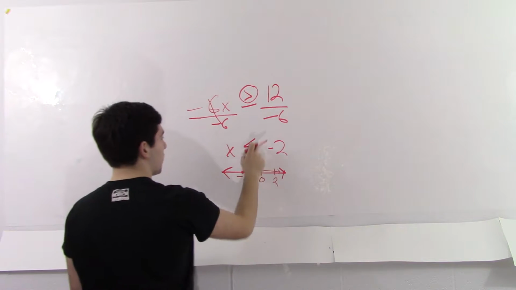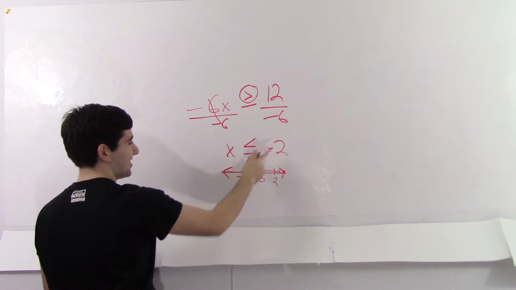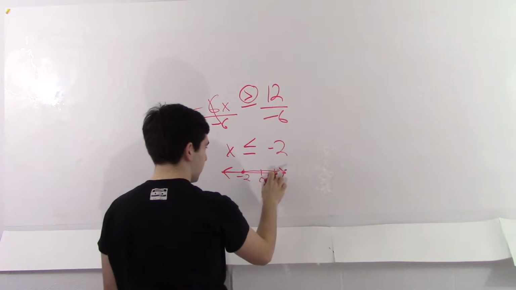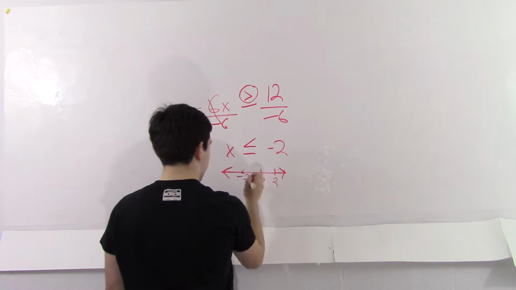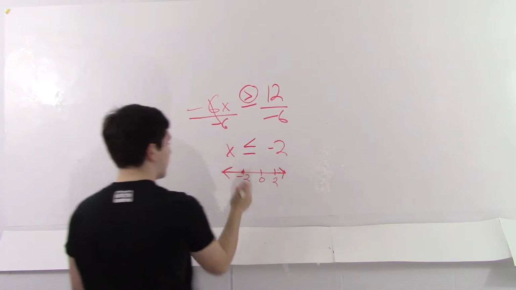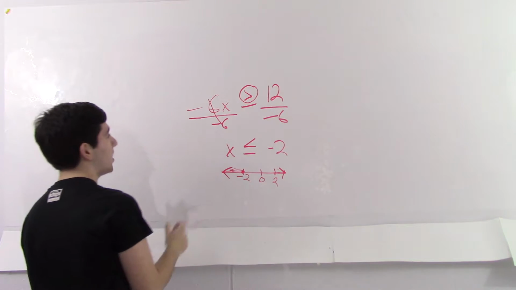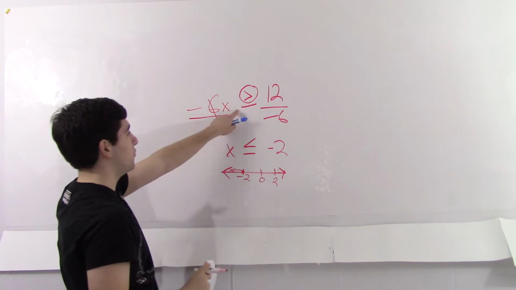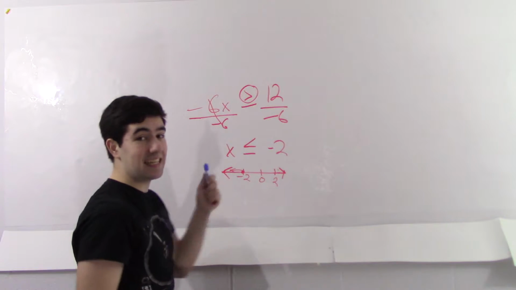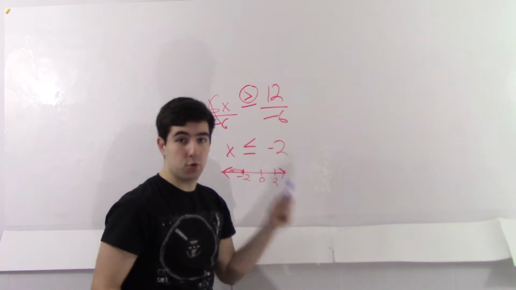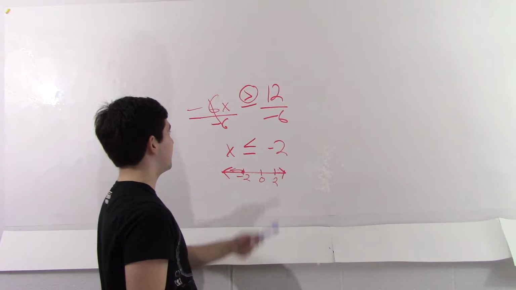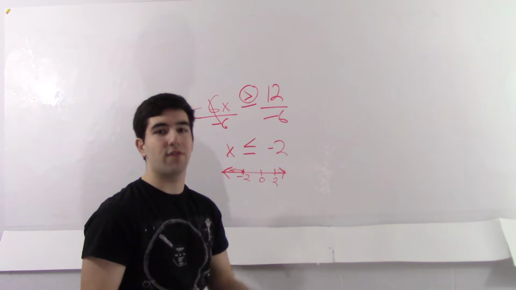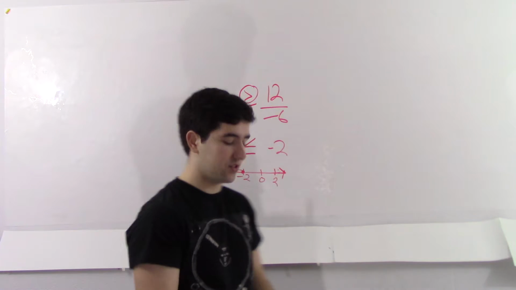However, when we flip the sign and make it x is less than negative 2, and we go the other way, if we plug in negative 3, negative 3 times negative 6 is 18, which is greater than 12. Negative 10 even. Negative 10 times negative 6 is 60, which is greater than 12. That's the reason why you flip your sign.